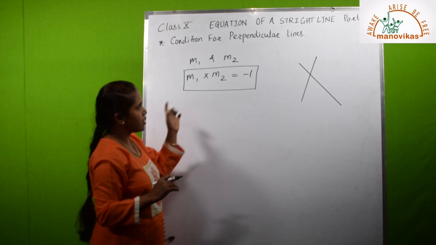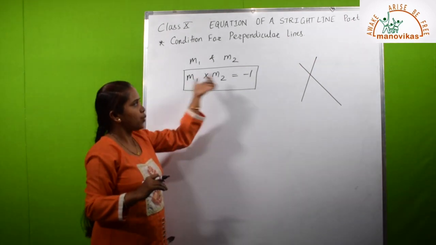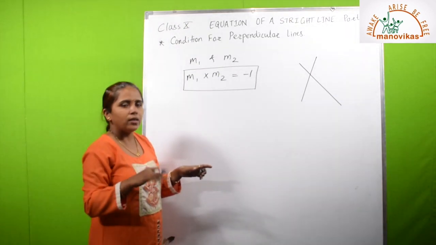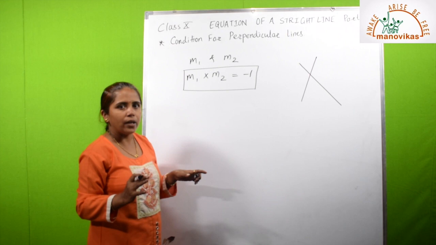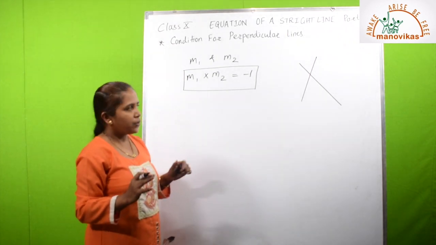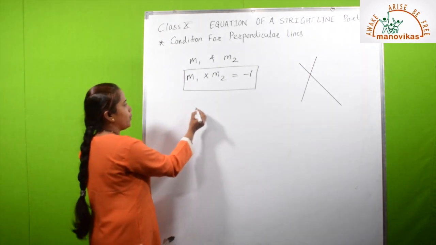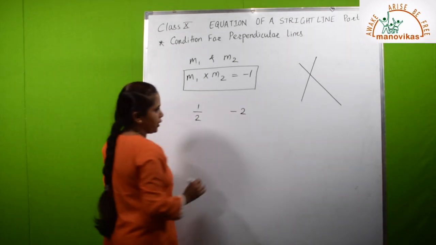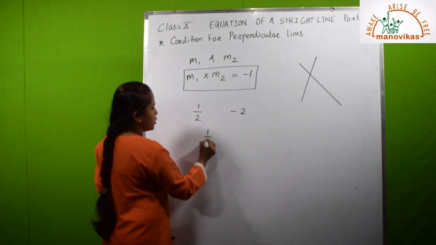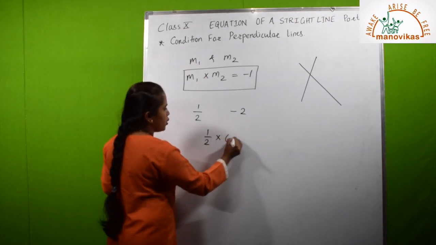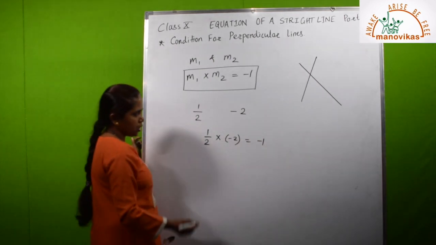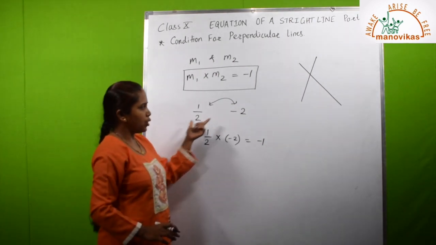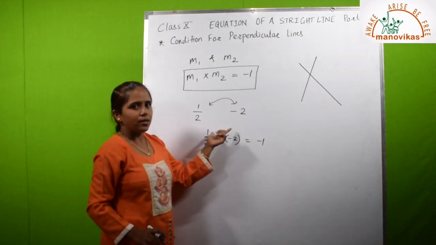If the lines are perpendicular, then their slopes product should be -1. And if the slopes product is -1, then we can say that the lines are perpendicular to each other. Understood? Now for example, if the slope of one line is 1/2 and the slope of another line is -2, the product 1/2 into -2 is -1, which means these two lines are perpendicular to each other.